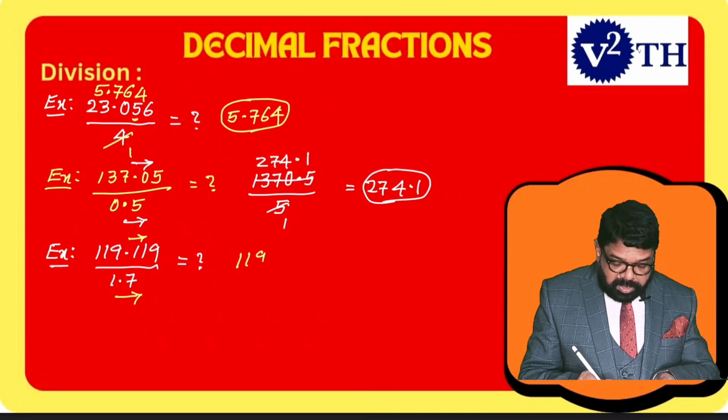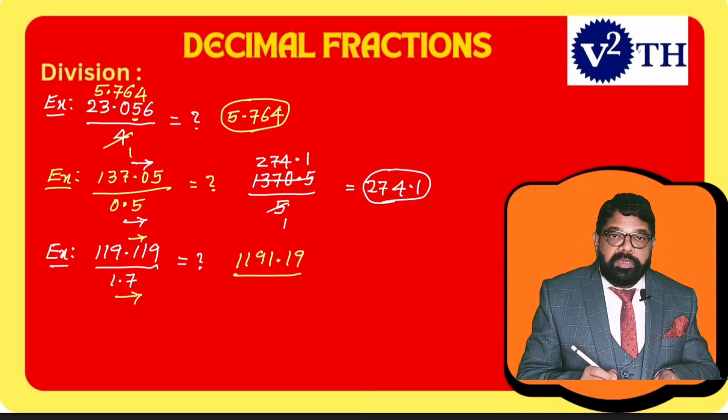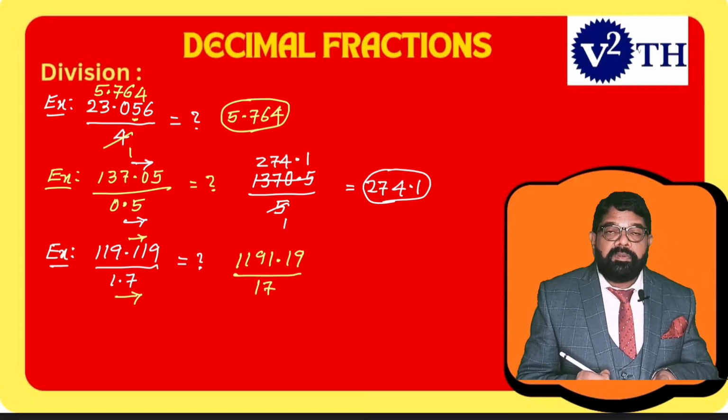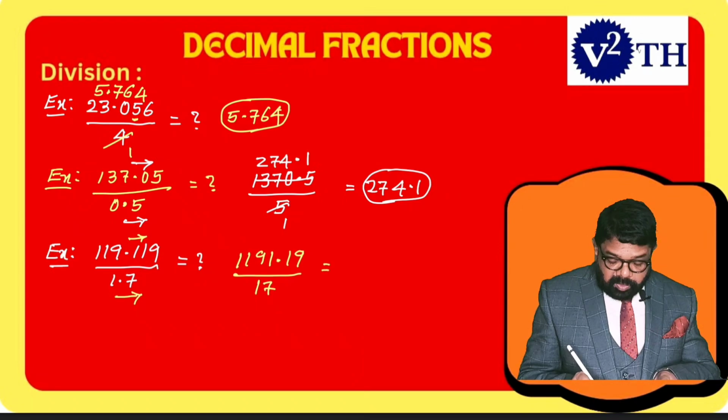So 1191. The decimal is shifted to the right, so in the numerator the decimal shifted 1 digit. In the denominator also the decimal shifted to the right 1 digit, which means it gets cancelled. 70. Now you have to do general division. What do you do then in general division?